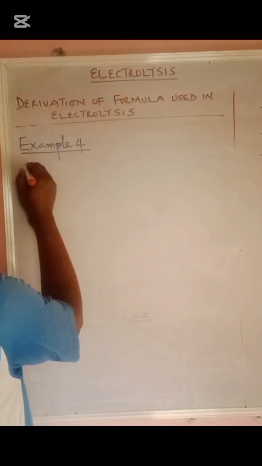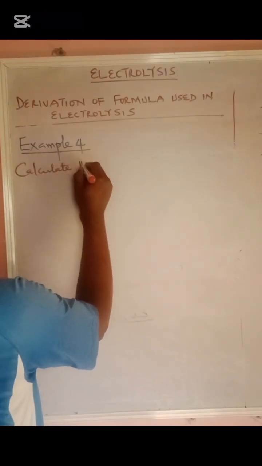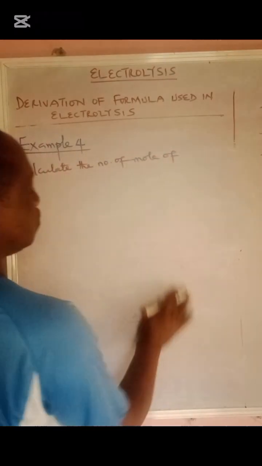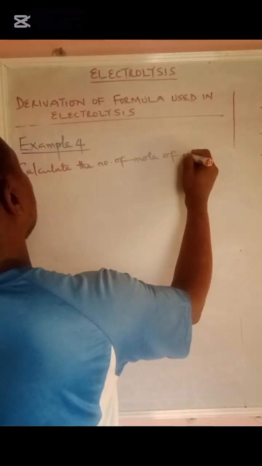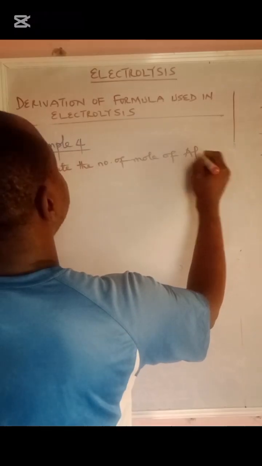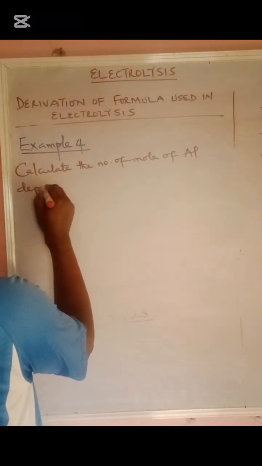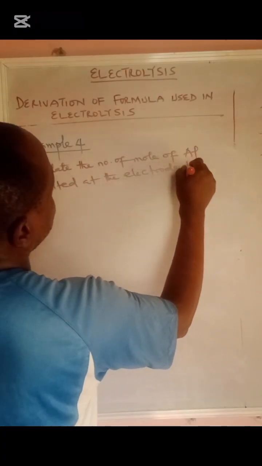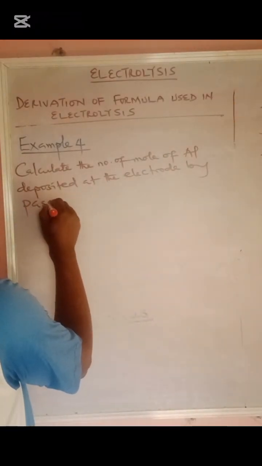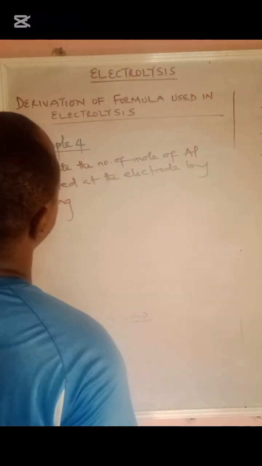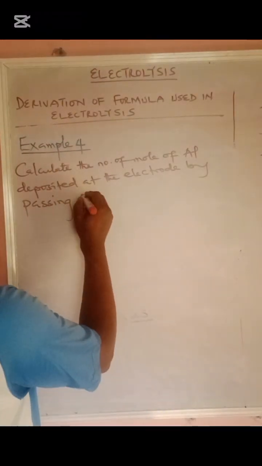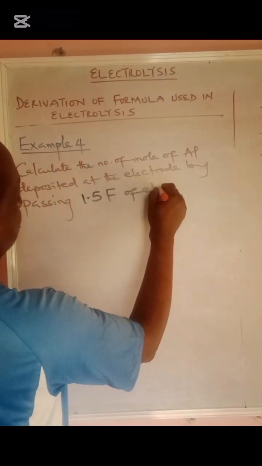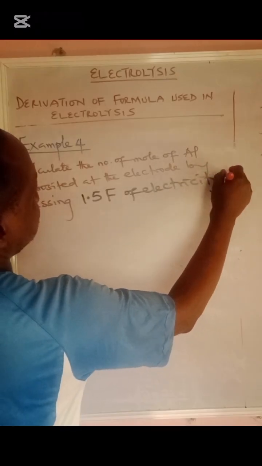So, calculate the number of moles of aluminium deposited at the electrode by passing 1.5 Faraday of electricity.